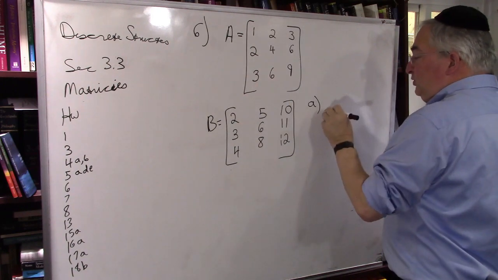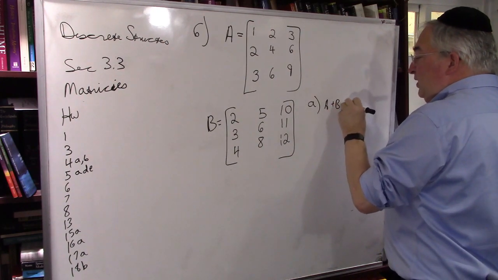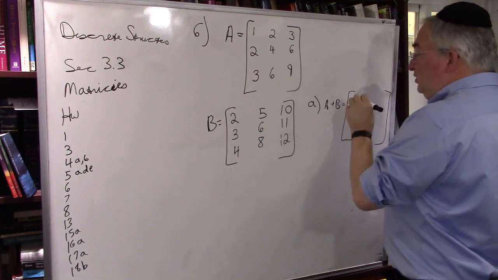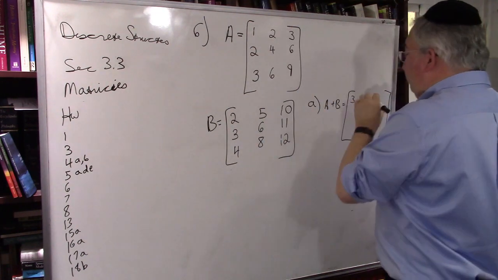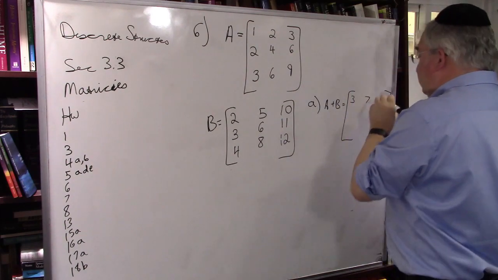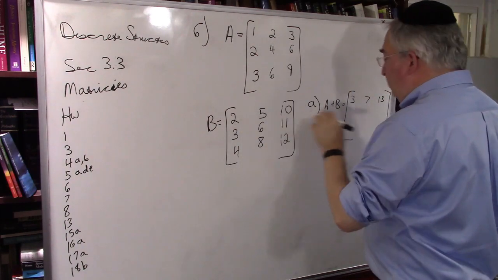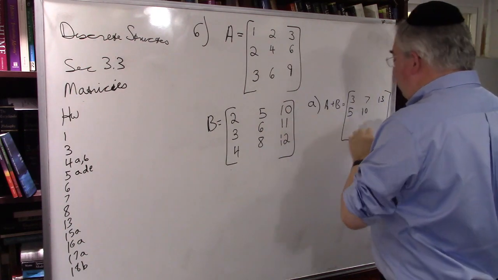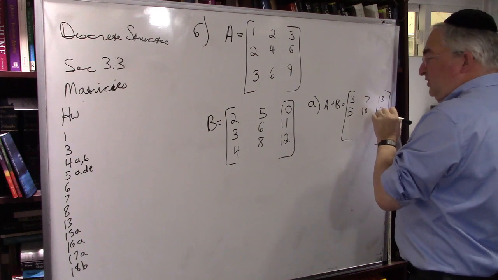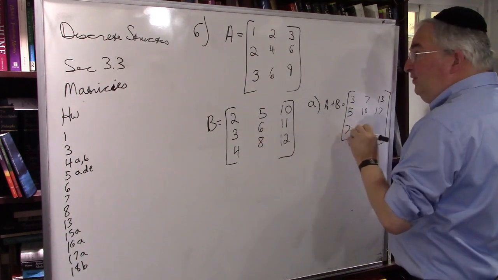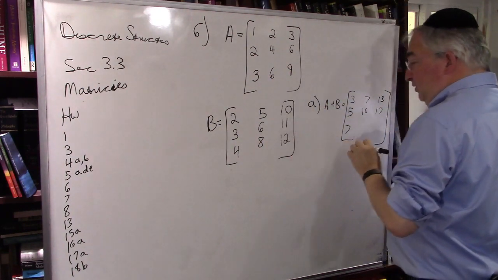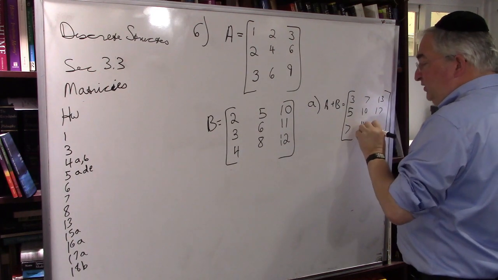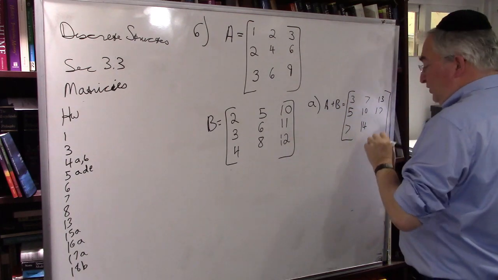1 plus 2, so A plus B is equal to also a 3 by 3 matrix. 1 plus 2 is 3. 2 plus 5 is 7. 3 plus 10 is 13. 2 plus 3 is 5. 4 plus 6 is 10. 6 plus 11 is 17. 3 plus 4 is 7. 6 plus 8 is 14. 9 plus 12 is 21.